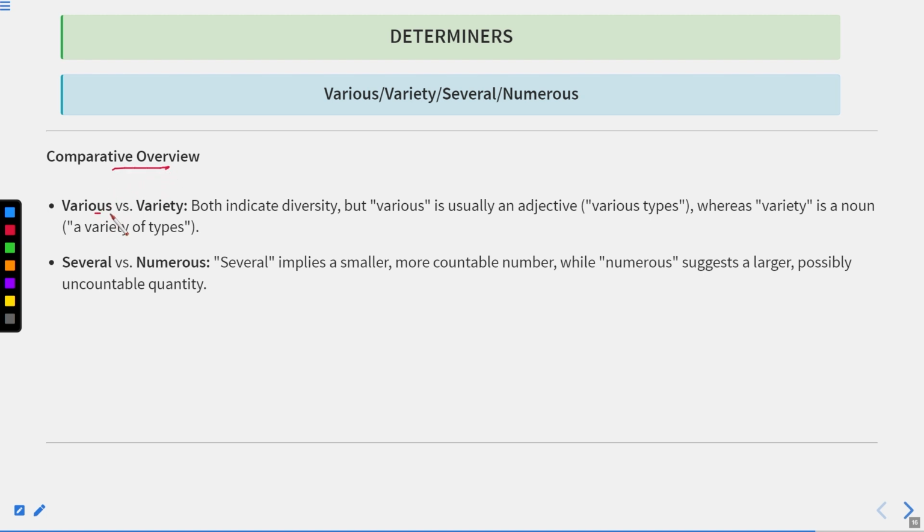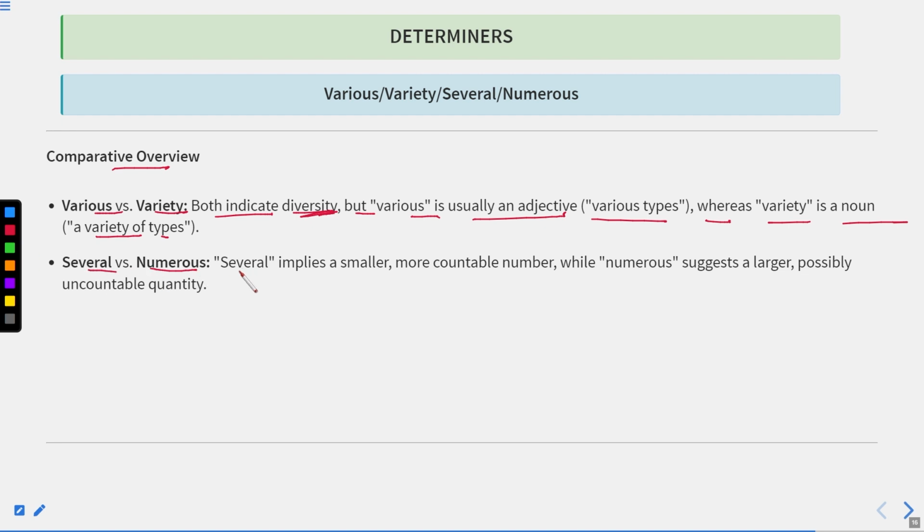Now, comparative overview. Various versus variety both indicate diversity, but various is usually an adjective: various types, whereas variety is a noun: a variety of types. If we talk about the difference between the word various and variety, the basic difference is that various is a determiner or an adjective, where we can use various forms, various dresses, various people. So people is a noun and various is an adjective. But variety is actually the range, which is a noun, not a collective noun. We cannot say variety is a collective noun, because variety itself shows the number of something. So variety is a noun, whereas various is an adjective. This is the difference between the two, because these are two different parts of speech.